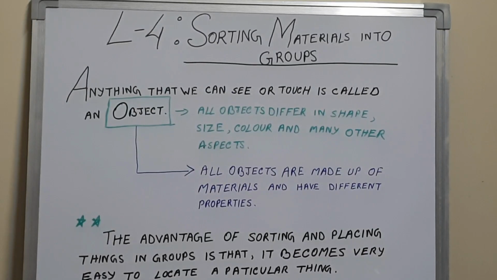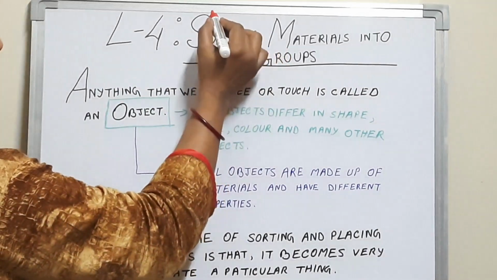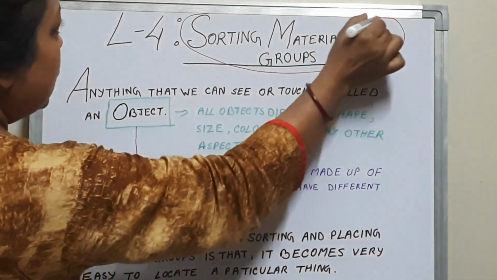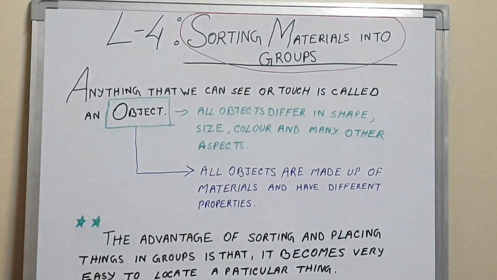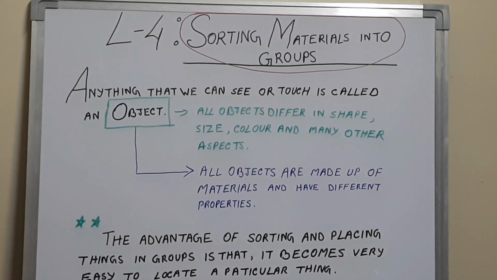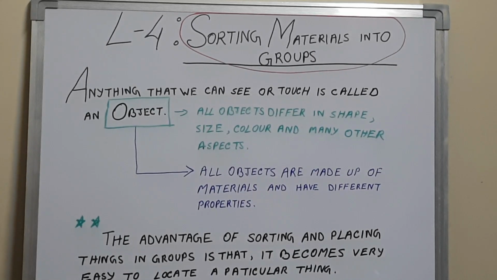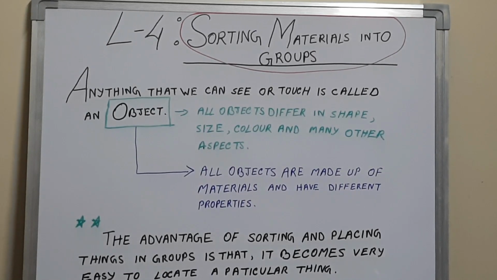Good morning, students. Our today's topic is lesson 4, sorting the material into groups from the NCERT book class 6. When you look around, you see a large number of things like desks, chairs, blackboards, doors, fans, water bottles and pencil boxes. At your home also you find many things like toys, mobiles, clothes, shoes, computers and so on. All these things are objects.